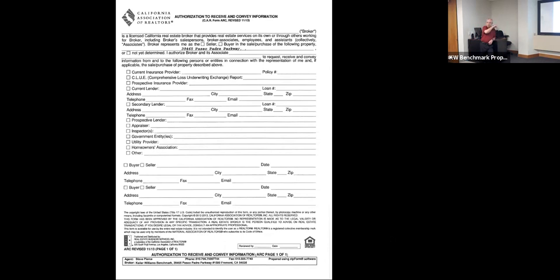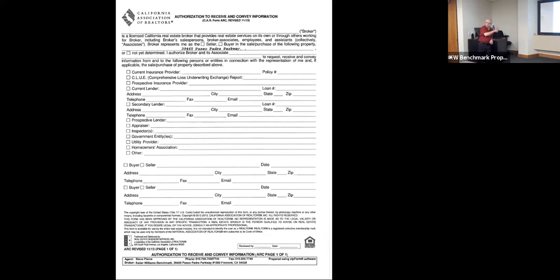You'll have situations sometimes where you may go to talk to a service provider, a utility provider, an insurance company, any number of different vendors that you may try to talk to on behalf of the seller, and they won't want to talk to you unless you have the seller's authorization. So that's what this form is for.